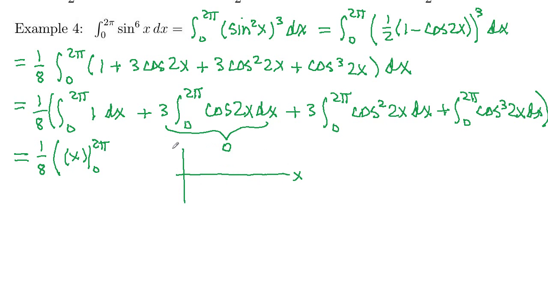There's the x-axis, y-axis. This is 1, -1. This is 2 pi, and it does 2 complete cycles. And we got positive area here and negative area there, and the areas cancel.